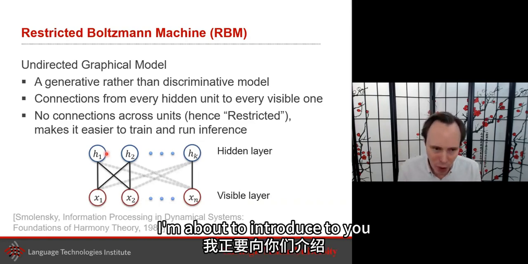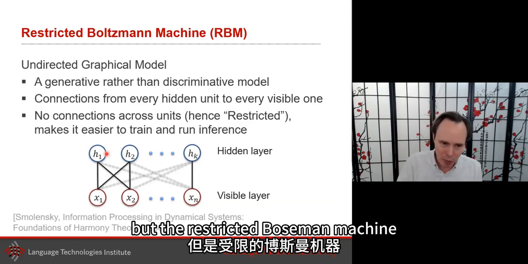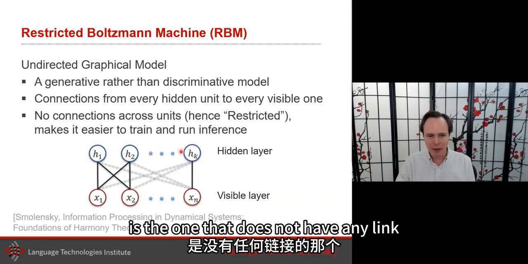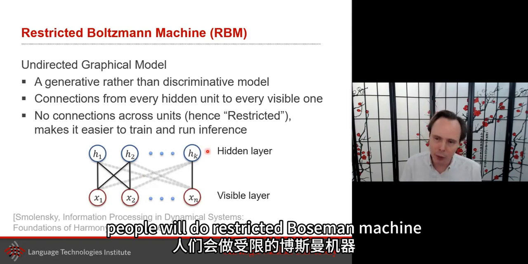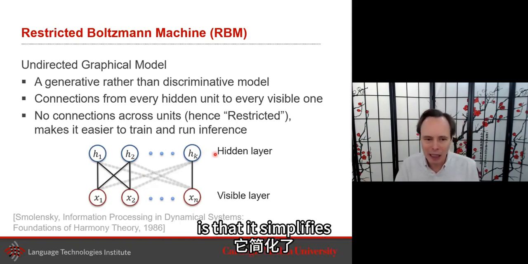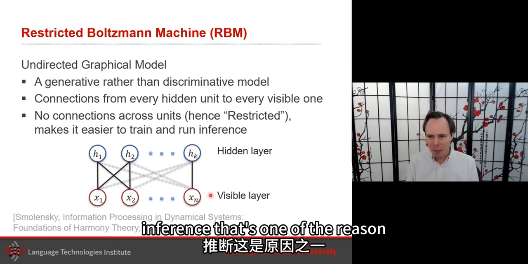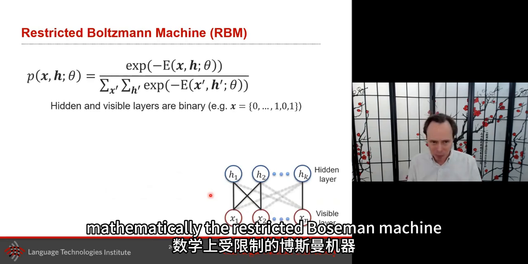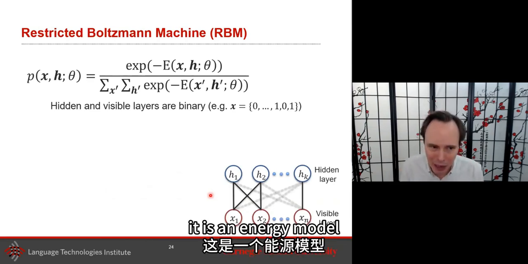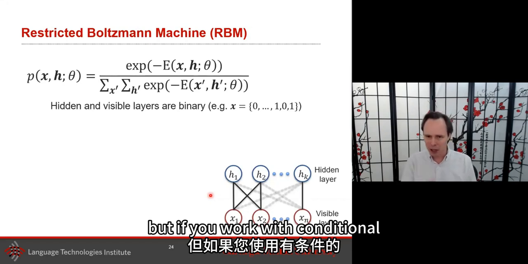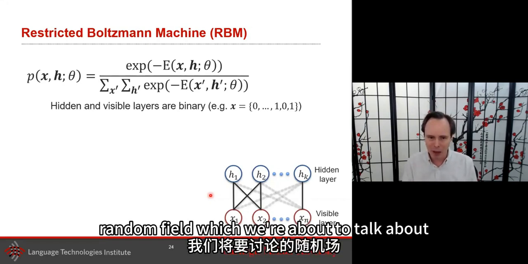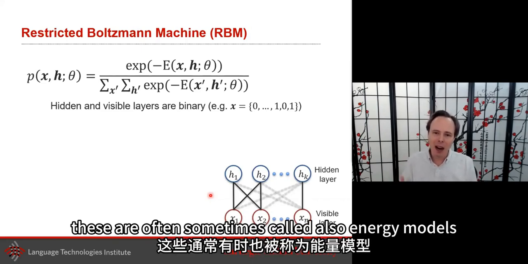I'm about to introduce a Boltzmann machine itself, but the restricted Boltzmann machine is the one that does not have any link between the random variables from the same layer. And the reason people use a restricted Boltzmann machine is that it simplifies inference. That's one of the reasons. Mathematically, the restricted Boltzmann machine is an energy model. I don't know how many of you have heard that term before, but if you work with conditional random fields, which we're about to talk about in a little bit, these are also sometimes called energy models.